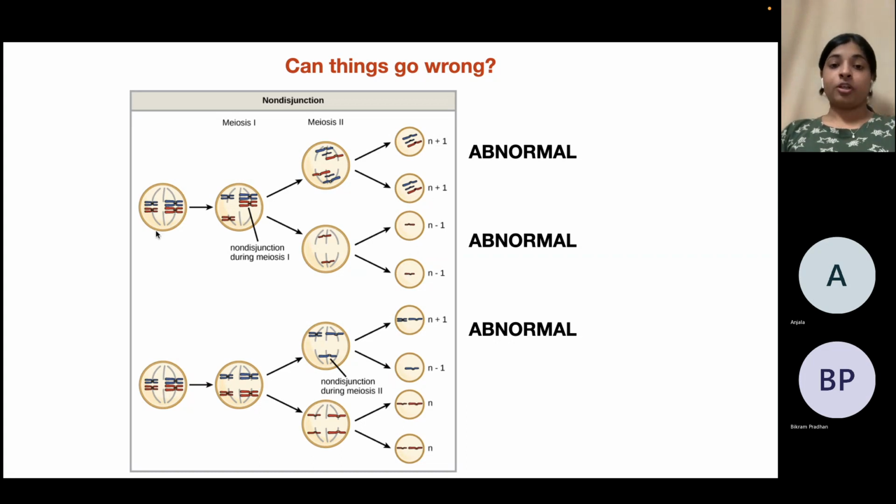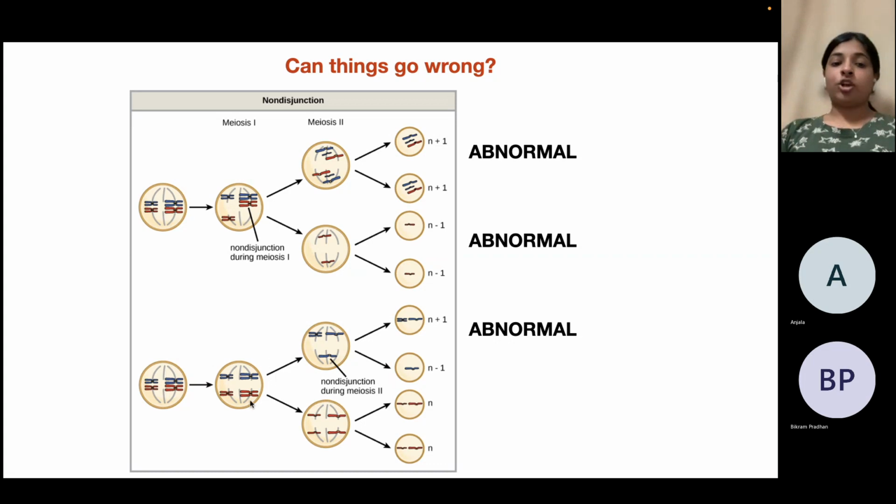Because there are 4 chromosomes, what should have happened is 2 should have gone to one daughter cell and 2 should have gone to the other daughter cell at the end of meiosis 1. But here we can see that 3 and 1 have gone to the 2 daughter cells respectively, because of which this abnormal condition has been found. This can also happen in the second cycle of meiosis, which is meiosis 2.